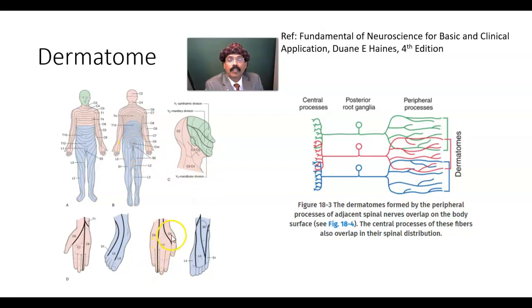Okay, we have to remember that the thumb is C6, the middle finger C7, the little finger C8. How about the index finger? Index finger is C7. Part of the ring finger is C7, part is C8. But there is always some variation from book to book, and from patient to patient.